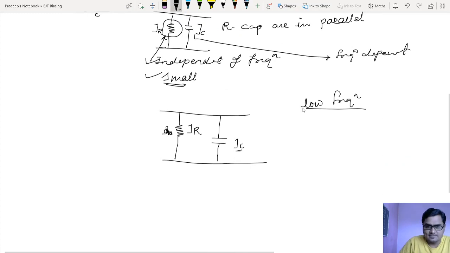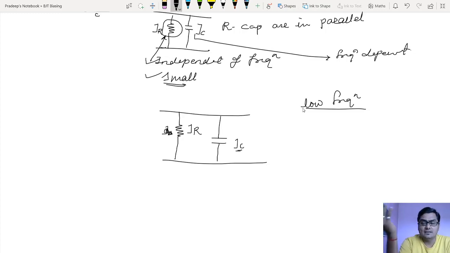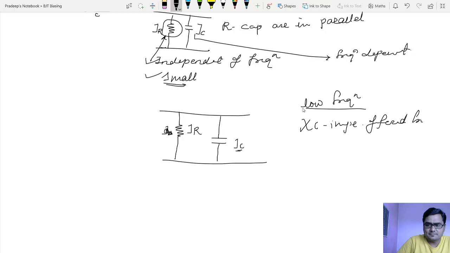This capacitive reactance means, generally how can I define it? It is an impedance offered by the capacitor. Roughly I can say it is an impedance offered by the capacitor. That is what Xc is. Xc is the impedance offered by the capacitor.